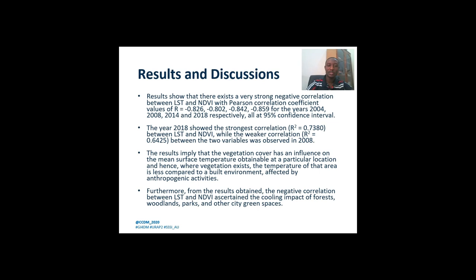location, and therefore, where vegetation exists, the temperature of the area is less compared to the built environment as affected by anthropogenic activities. Furthermore, from the results obtained, the negative correlation between land surface temperature and NDVI ascertains the cooling impacts of forest, woodland, parks, and other green city spaces.